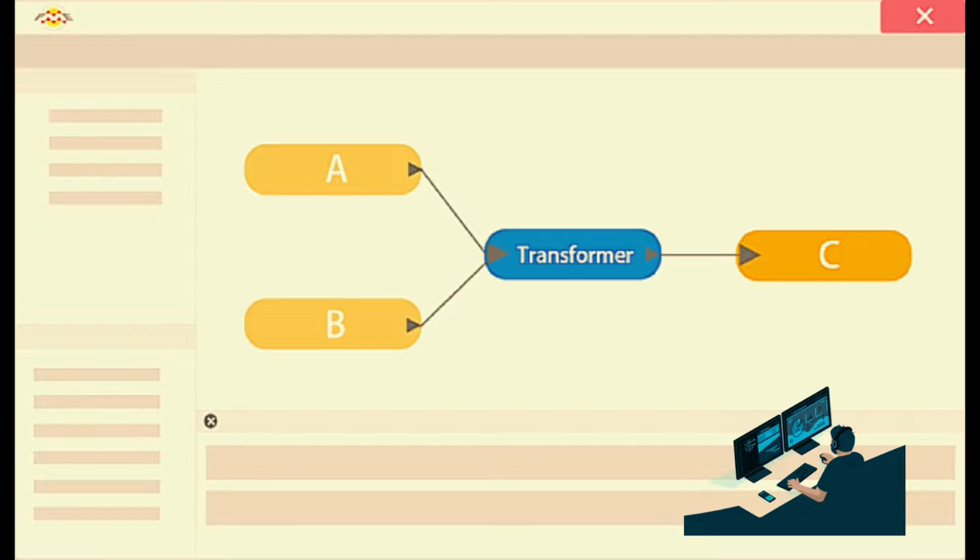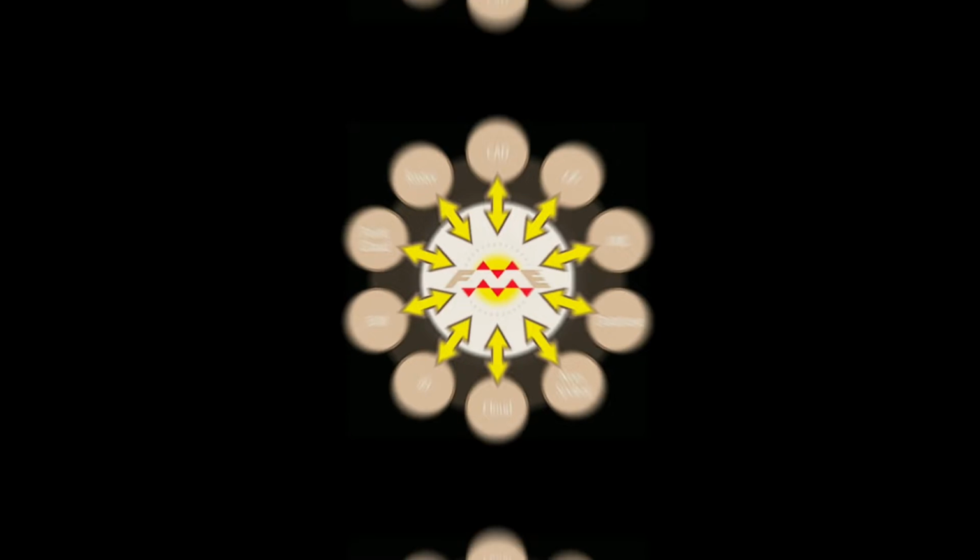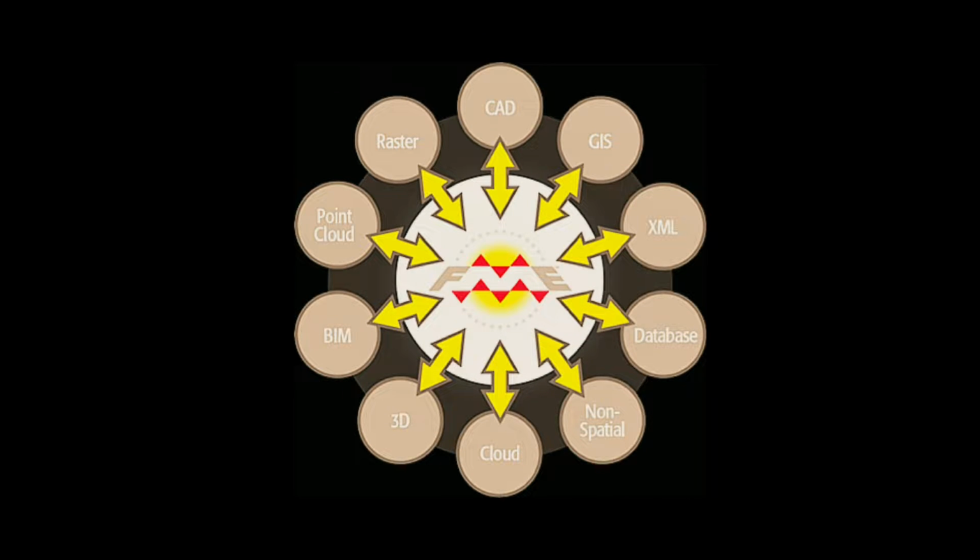An ETL application is a data warehousing tool that extracts data from multiple sources, here A and B, transforms it to fit the user's need, and loads it into a destination, C. The heart of FME is an engine that supports an array of spatial and tabular data types and formats: GIS, CAD, BIM, point cloud, XML, raster, database, and many more.